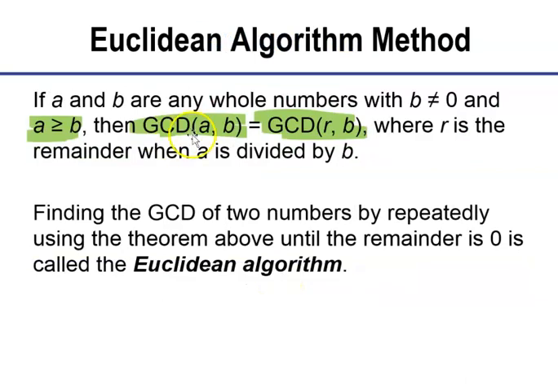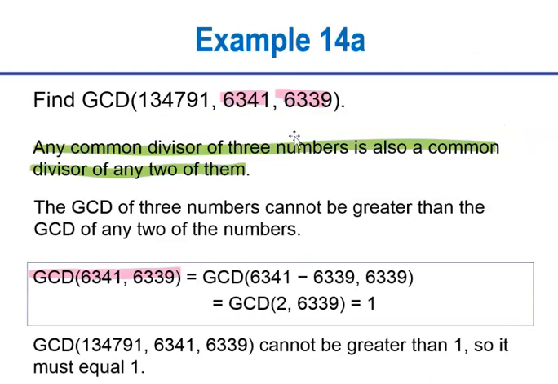The greatest common divisor of A and B, as long as A is bigger than B, is equal to the greatest common divisor of R and B. Remember, R is the remainder. Okay, so we come back over here. The remainder, if I divide 6,339 into 6,341, my remainder is going to be 2. That's where that 2 came from.